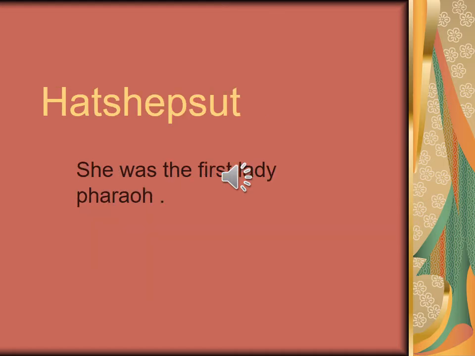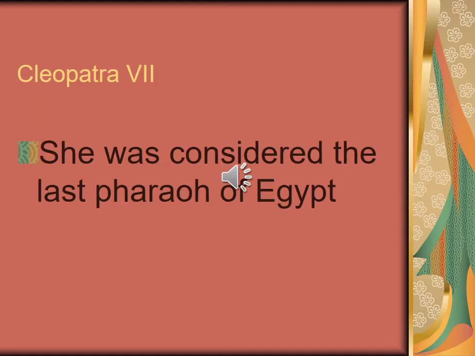Let's come to the first lady that ruled Egypt. She was Hatshepsut. So Hatshepsut was the first lady pharaoh. And Cleopatra also was a great lady that ruled Egypt, but she was considered the last pharaoh of Egypt. So the first lady pharaoh of Egypt was Hatshepsut, and the last lady pharaoh of Egypt was Cleopatra.